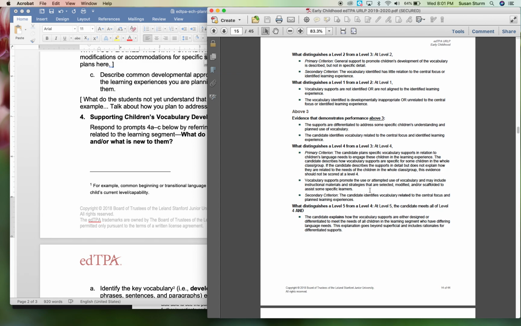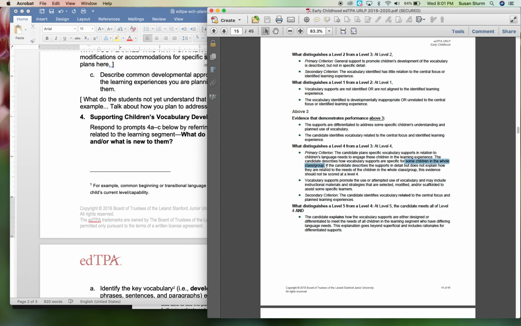Your supports are differentiated to address some specific children's understanding and planned use of vocab, and you identify vocabulary related to the central focus and identified learning experience. So you plan specific vocabulary supports in relation to children's language needs to engage these children in the learning experience. So explicitly and specifically teaching them vocabulary supports. And then you describe how your supports are specific for some children in the whole class or the group.